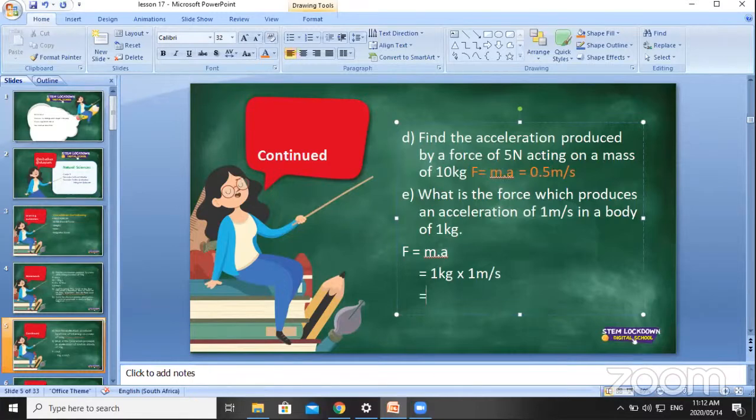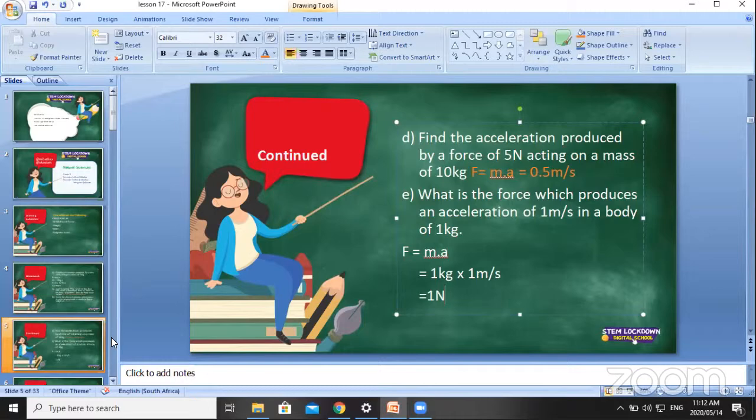1 newton. Anyone? Are you following, grade 9? Here we're just doing the substitution. We're looking for force, and we know that the unit for force is what you call Newton. Any questions before we start with today's lesson, grade 9?